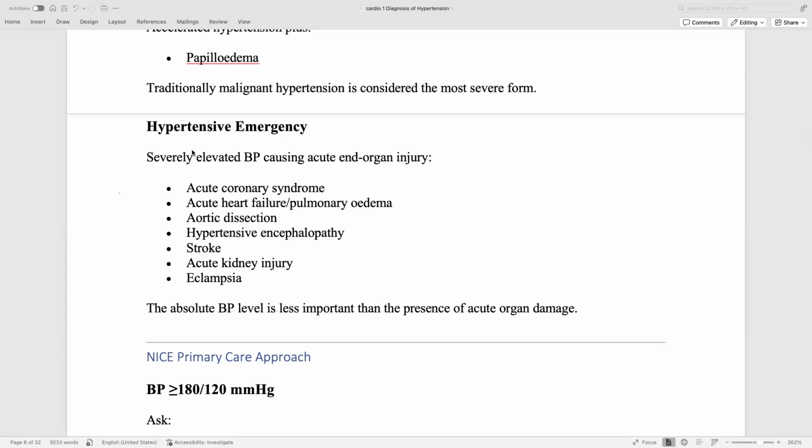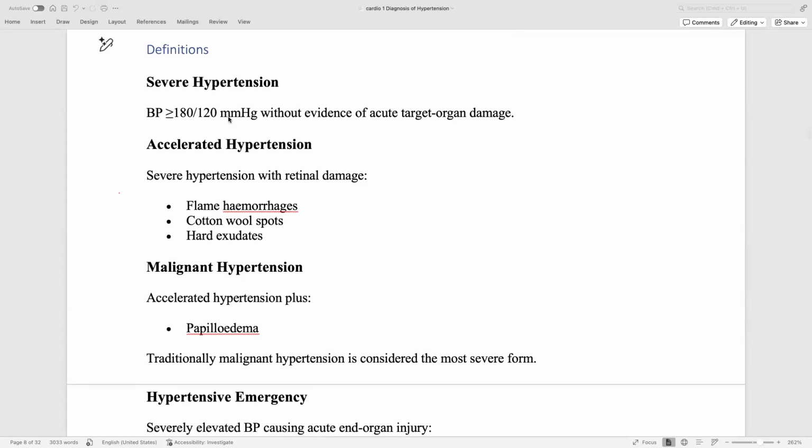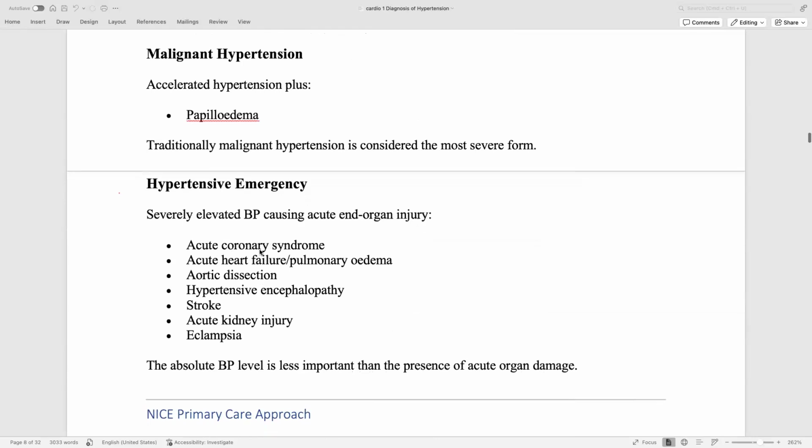Now, the other issue is hypertensive emergency. It's not necessarily 180/120. 180/120 is for severe, for accelerated, for malignant. But for hypertensive emergency, if there is acute coronary syndrome or acute heart failure, pulmonary edema, aortic dissection, hypertensive encephalopathy, stroke, kidney injury, eclampsia, any blood pressure with any one of these, any patient with hypertension, whatever the stage, and having any one of these, this is a hypertensive emergency.